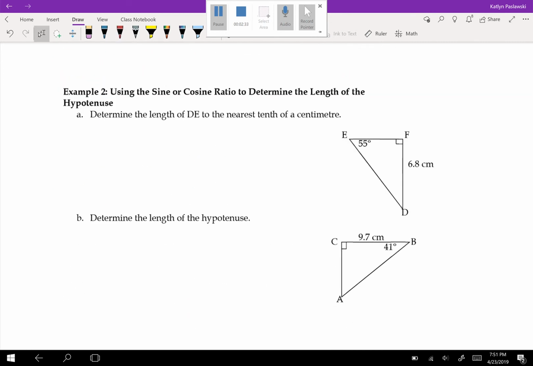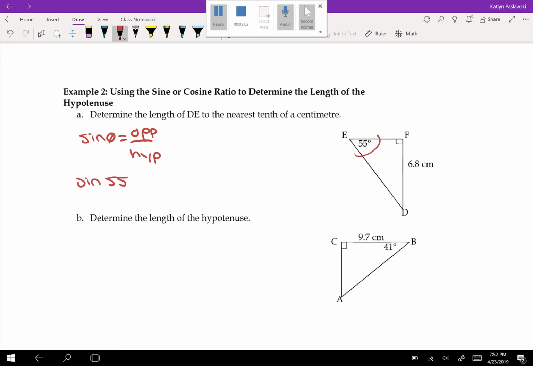Example 2. Using the sine or cosine ratio to determine the length of the hypotenuse. So in this triangle, I say that's a right angle. I need to solve for the length of the hypotenuse based off angle E, that is 55 degrees. So I'm going to use sine theta, opposite over hypotenuse, because I want to solve for ED, and I'm given the opposite, so I'm using sine.